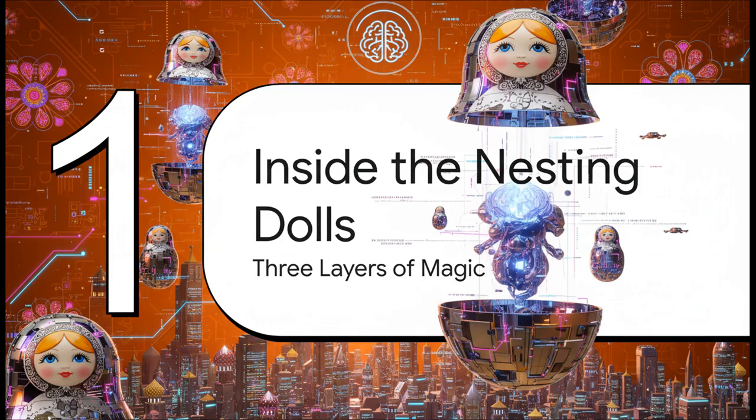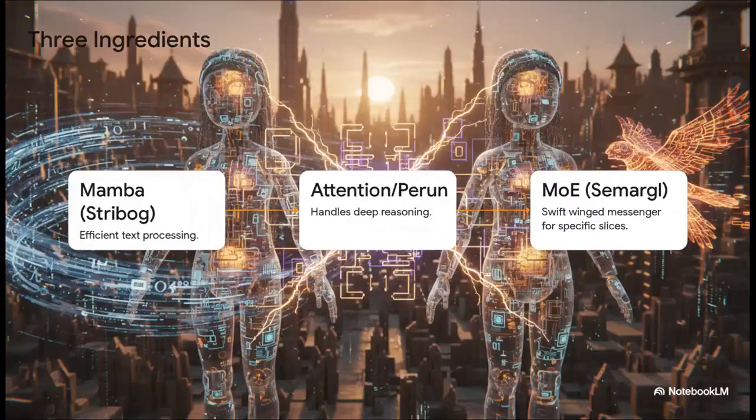Section 1. Inside the nesting dolls, the 3 layers of magic. Inside these digital dolls, 3 powerful ingredients live. First is the Mamba layer. Think of it as the part that processes simple text efficiently in a straight line. It flows smoothly, much like the gentle winds of Stribog from the old tales.